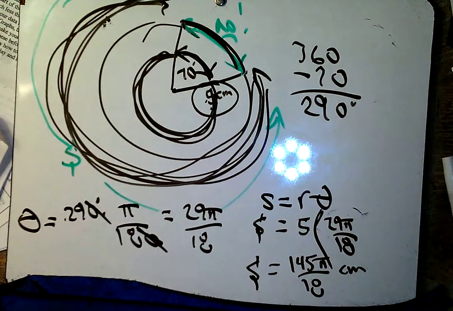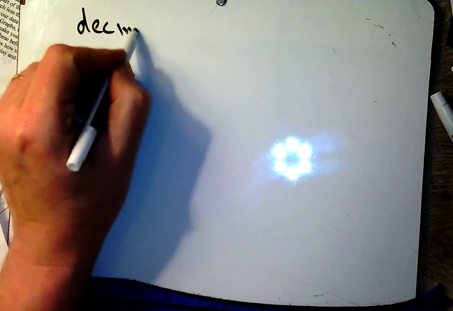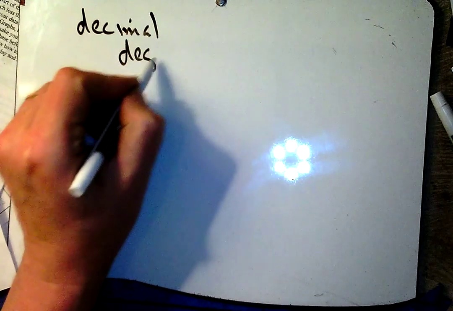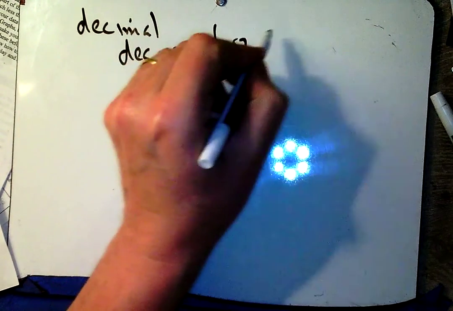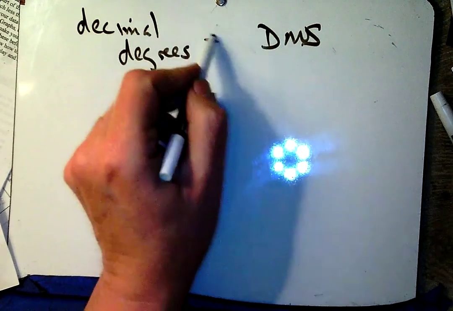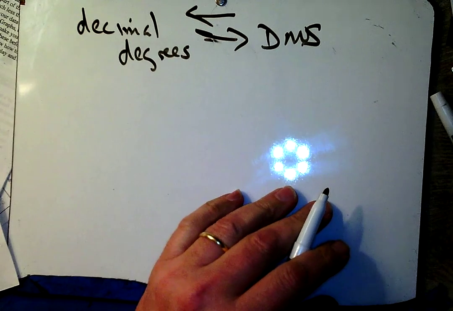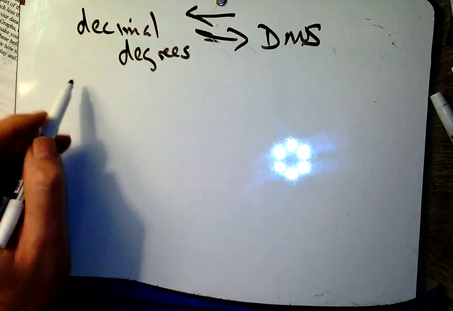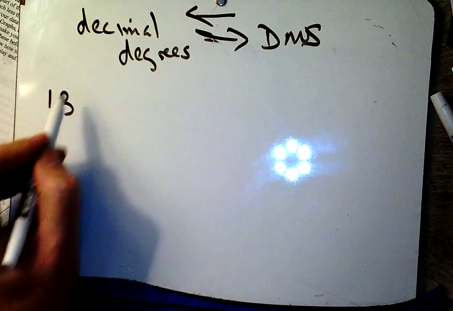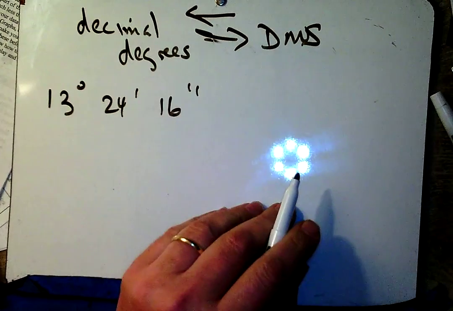Okay, last thing I want to do with you is some converting from decimal degrees to degrees, minutes, and seconds, but also from DMS to decimal degrees. So, do you remember how to do it? Let's start with 13 degrees, 24 minutes, 16 seconds.